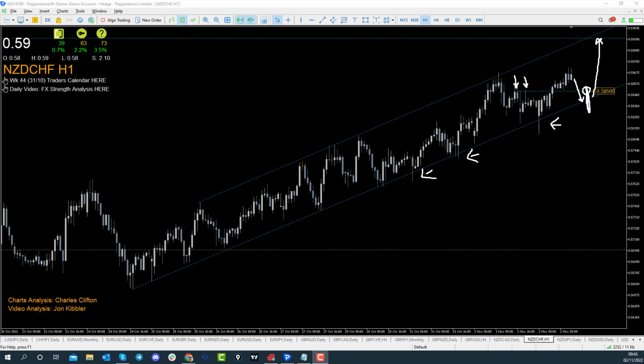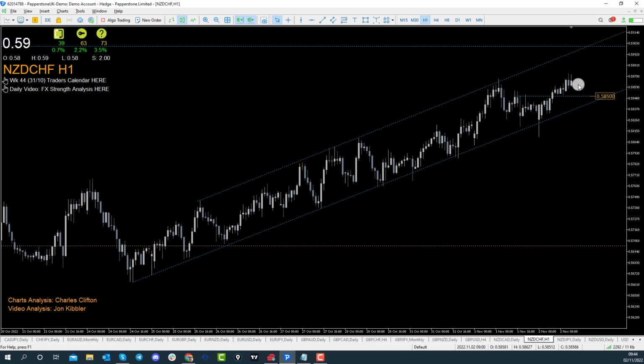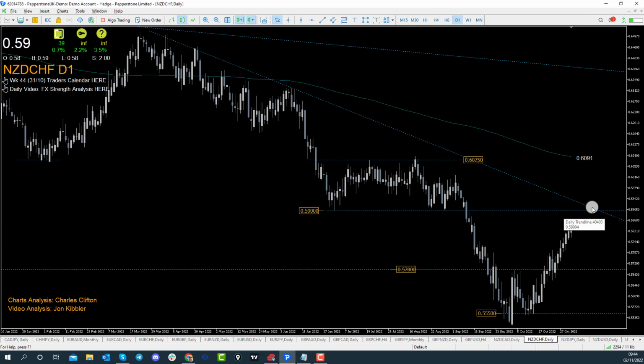for the day traders. Like I said though, for the trend traders, this move may be a little bit over. If you are trading on those higher time frames, you may want to sit out of Kiwi Swiss and wait for another opportunity to develop.